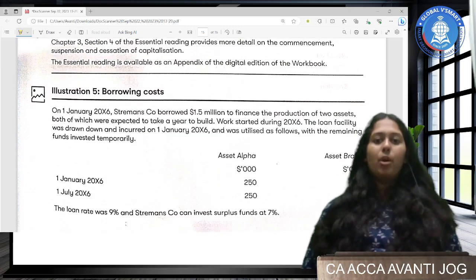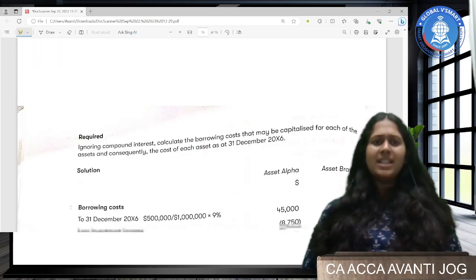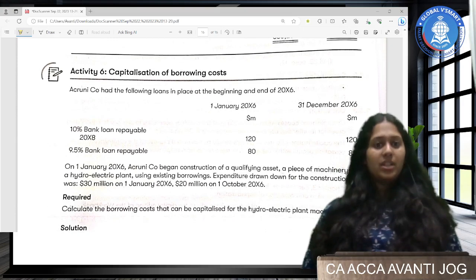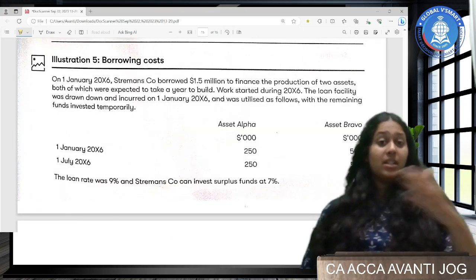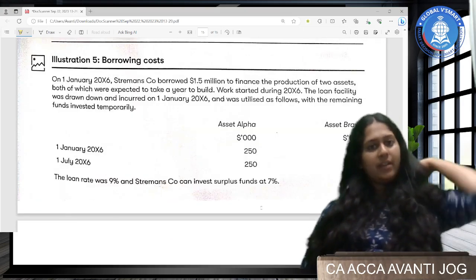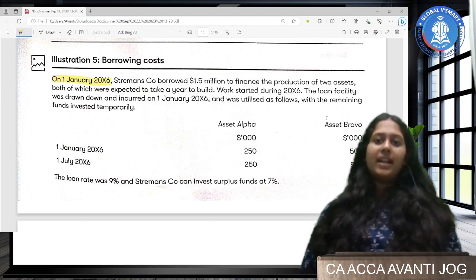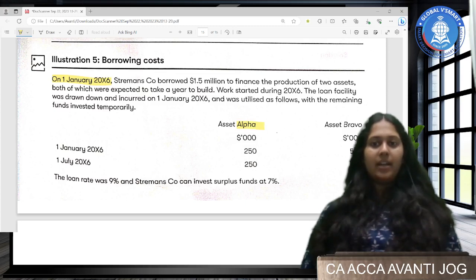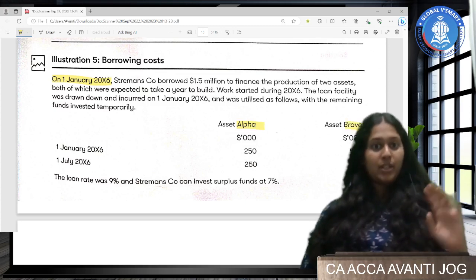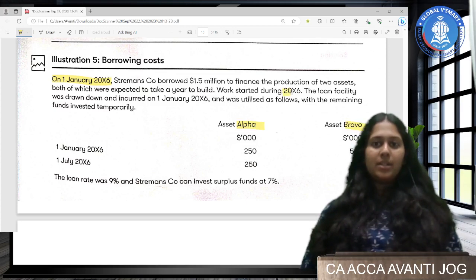Right? Borrowing cost. Okay. So this is an example where we have two loans, in two phases. On 1st of January 2016, we borrowed 1.5 million, okay, to finance the production of two assets, asset Alpha and asset Beta, both of which will take a year to build. So both of them are qualifying assets. We have to check that first. Work started during 2016. The loan was taken on 1st of January. So both are matching.